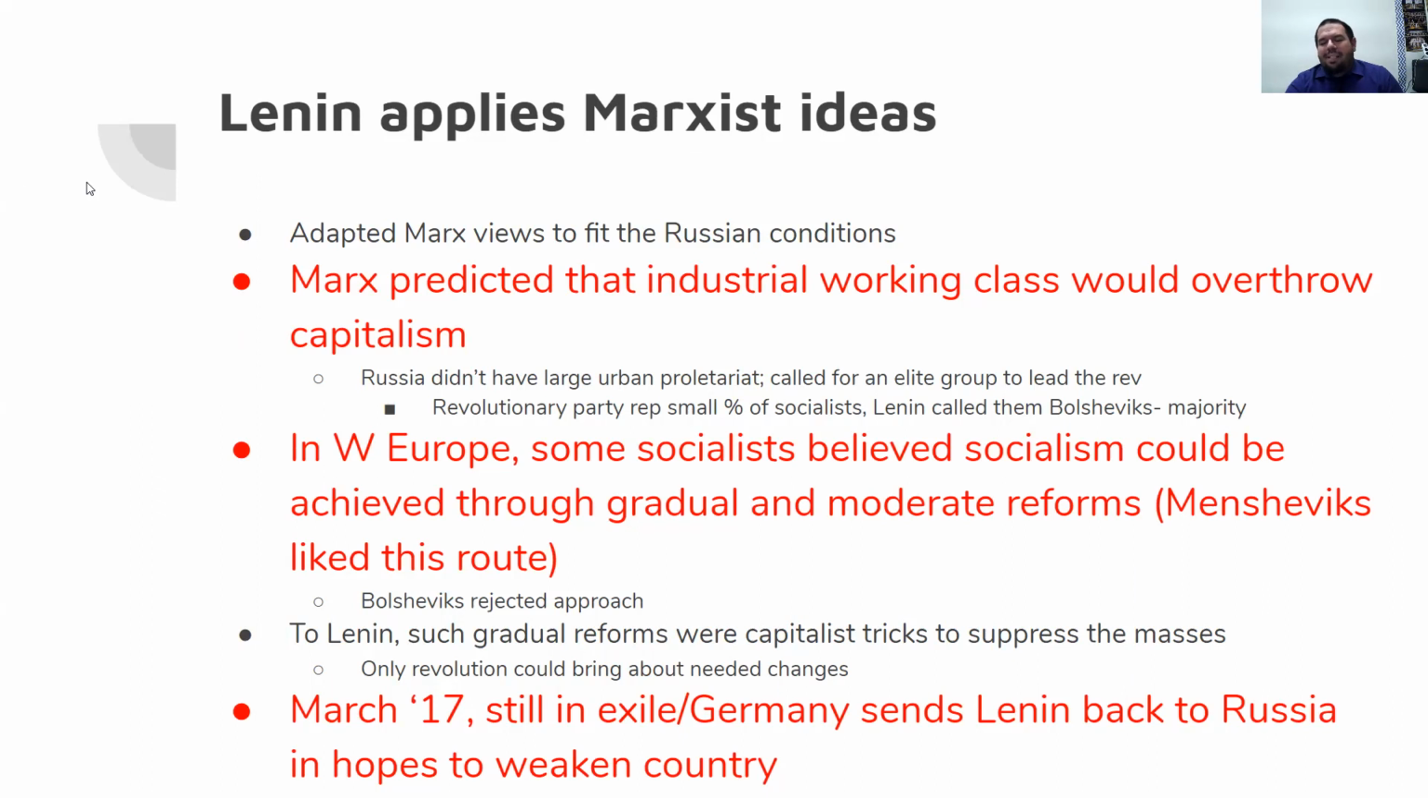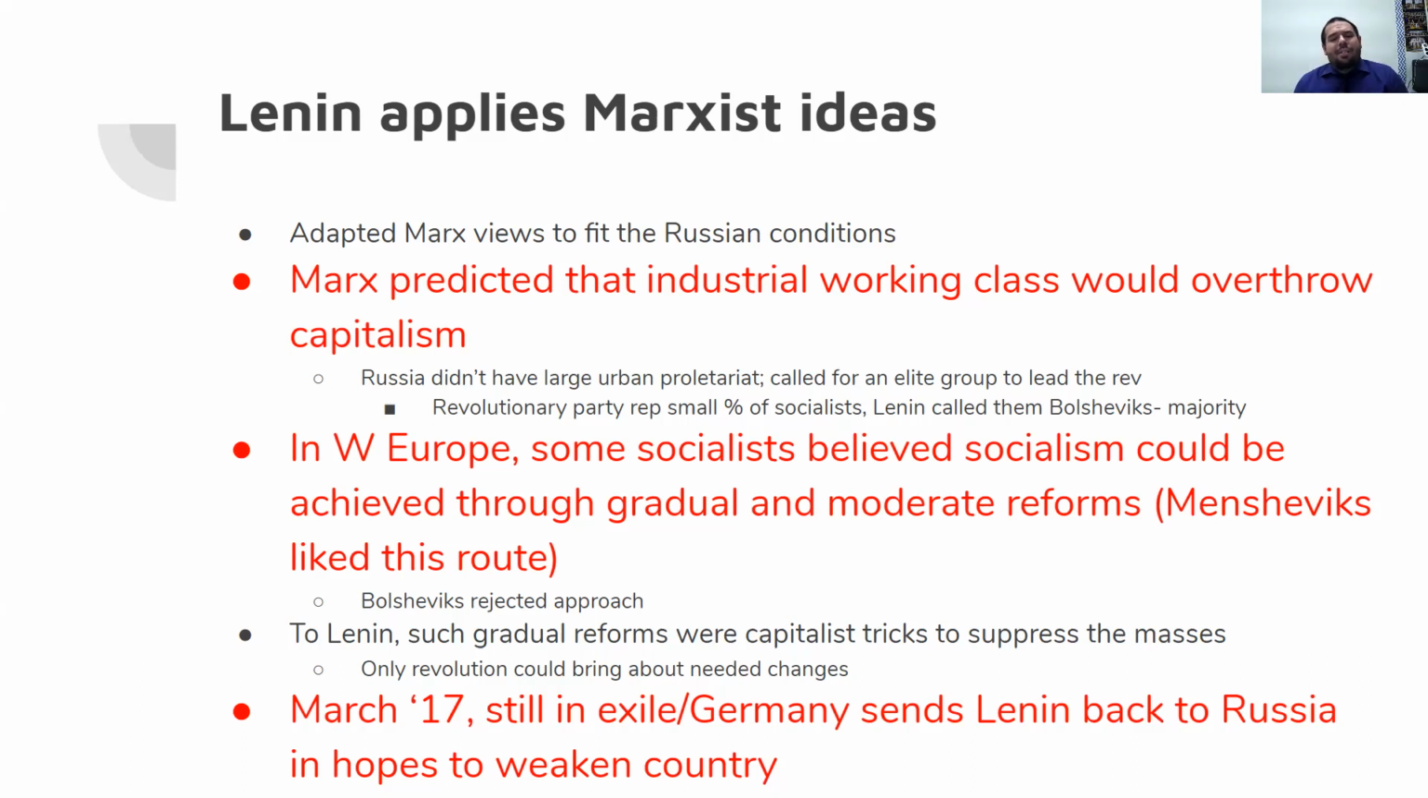So Lenin applies Marxist ideas. I believe this is the test question. So he adapted Marx's views to fit Russian conditions. You know, Marx, as we know, predicted that the industrial working class would overthrow capitalism, right? Well, Russia really didn't have a large urban proletariat. So he's going to call for an elite group to lead the revolution. And there is the main divide. You got to have the strong working class overthrow the bourgeoisie and take control of the means of production, blah, blah, blah. And here, there isn't a very large working class. So he's going to call on people who he believes to be competent to lead this revolution.